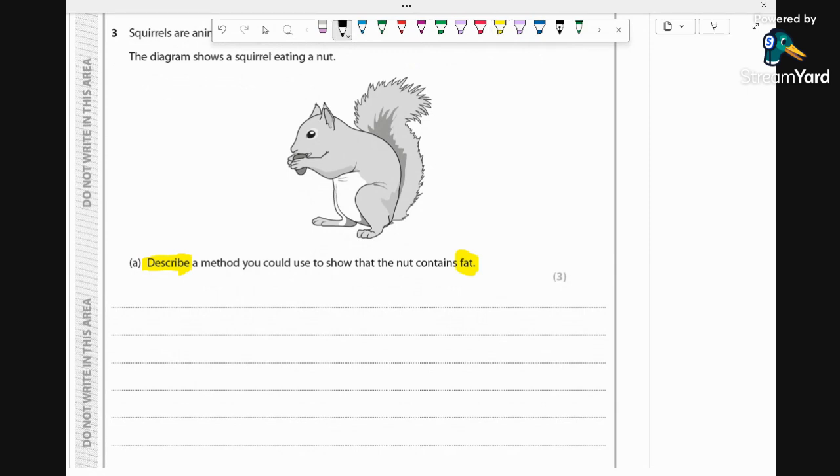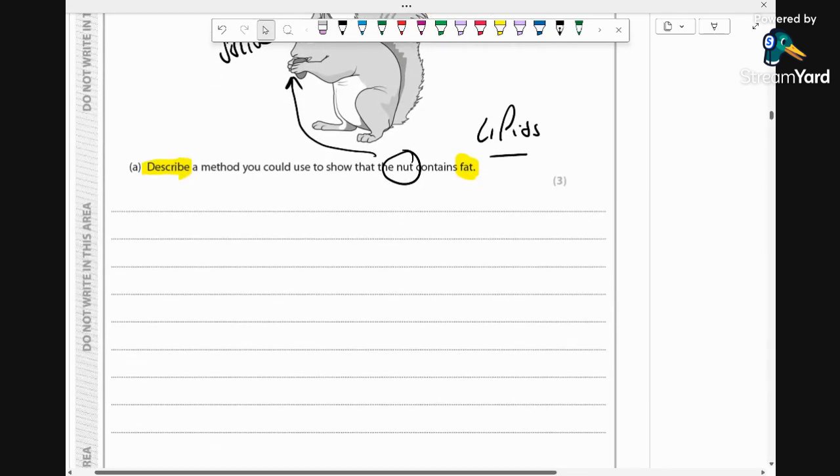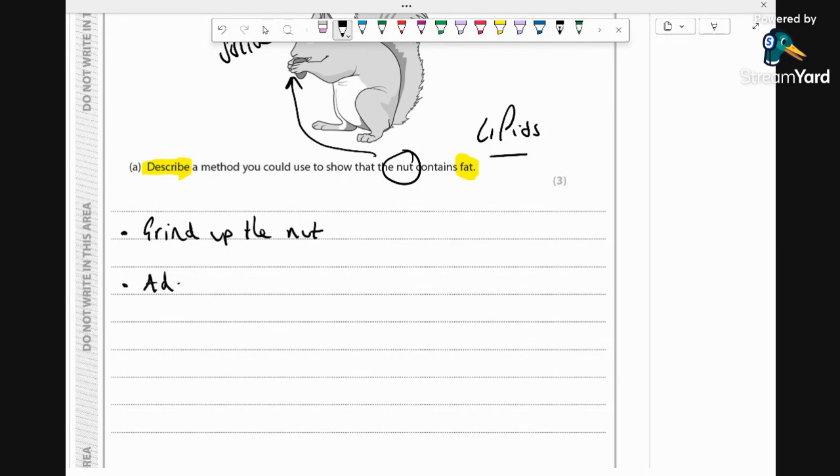Okay, in other words, this is the test for lipids. But the key thing is that the nut is solid here. It's not a sort of aqueous solution or anything. So the first thing we're going to have to do is grind it up. So step 1 is grind up the nut. And then typically we will add ethanol. You could grind it up in ethanol here, actually. You then add ethanol.